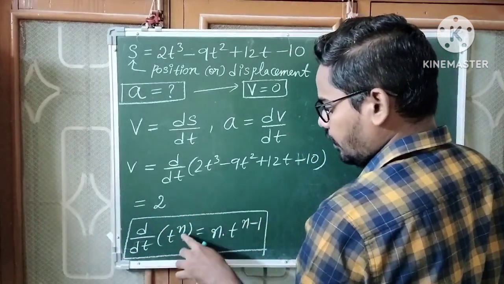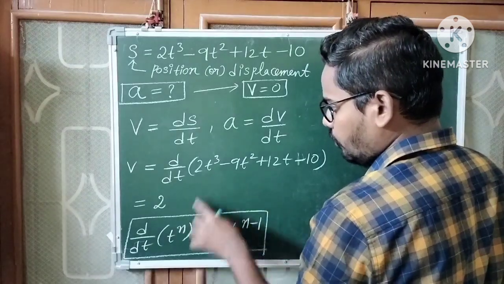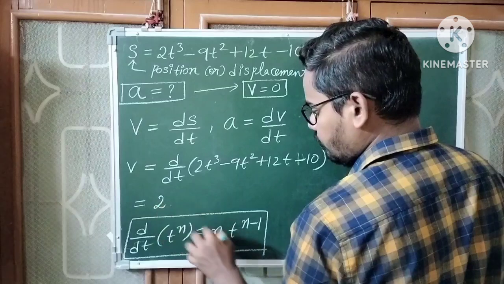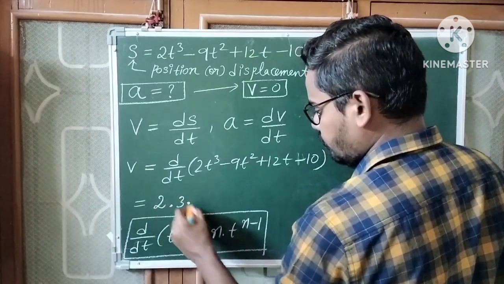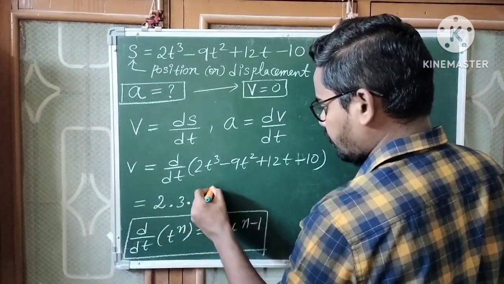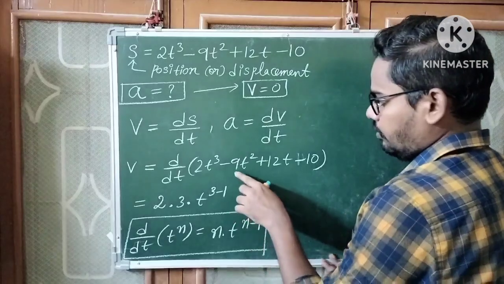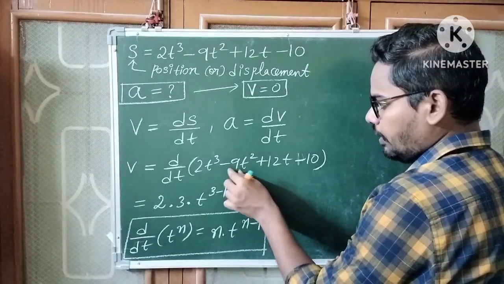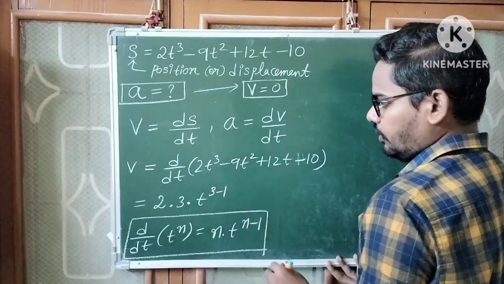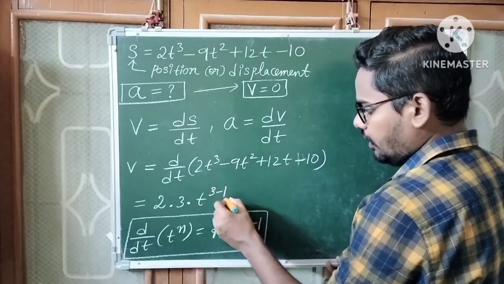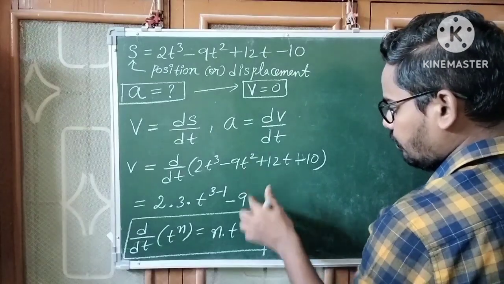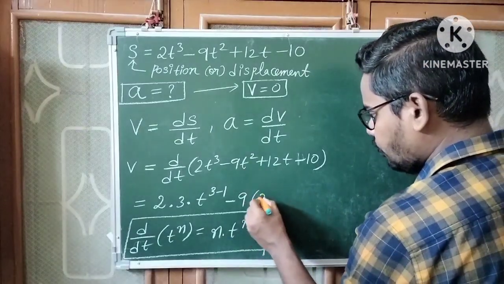Now t cube. Here n is equal to 3. Compare with t power n. Now what is the formula? 3 into t power n minus 1, that is t square. Minus. Now again, product of constant function and variable function. Separate the constant, minus 9. Now apply the derivative for t square. What is the derivative of t square? Apply the same formula. You will get 2t.